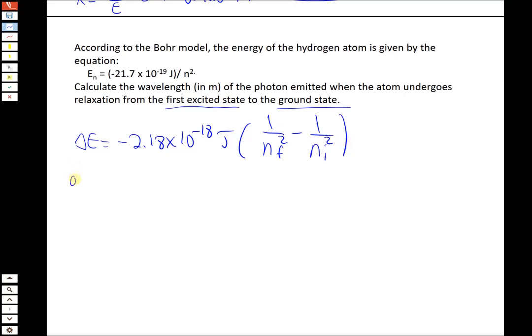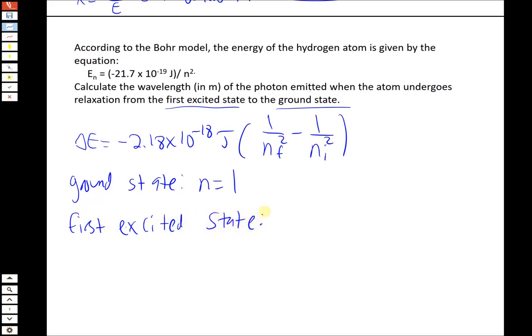So remember that the ground state is the lowest energy state of any atom, in this case the hydrogen atom, and that means n equals 1 for hydrogen. So for a one-electron system, the ground state is n equals 1. And then here we say first excited state. I'm not sure if I used this terminology in class, so it's possible that it caused a little bit of confusion. But an excited state is an energy level that's higher than n equals 1. So the first excited state, the first energy level that's higher than n equals 1, will be n equals 2. When we say first excited state, that's n equals 2. The second excited state would be n equals 3, and so on. So these are the two n values we use.